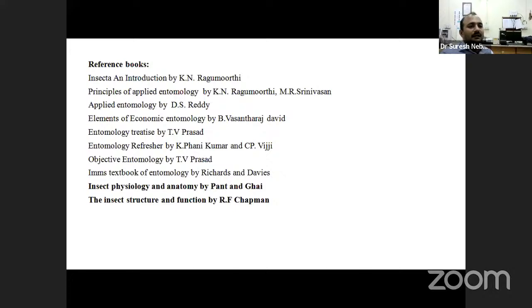So here I have given reference books. Mostly, if you see, these are very famous books nowadays. The Pant and Ghai book, the R.F. Chapman book, and the KP Srivastava book, I think I forgot to mention here, so I will send you that name. That book is also important. There are two volumes, so just check the current volumes. Those are also important.